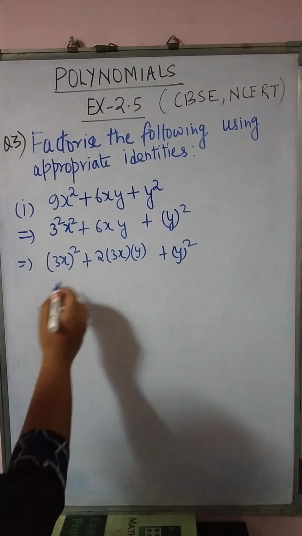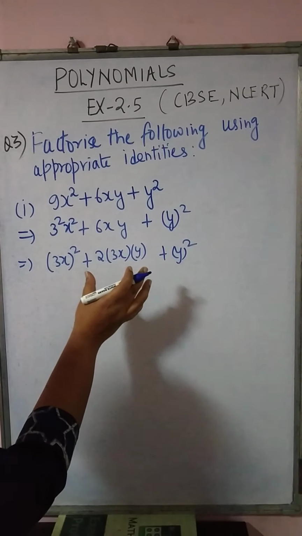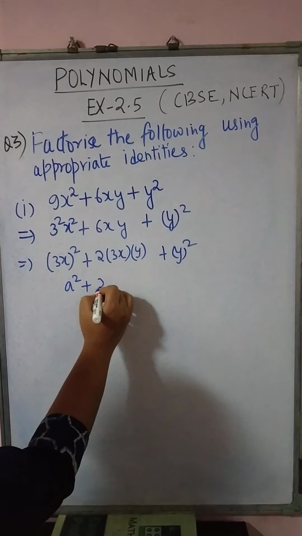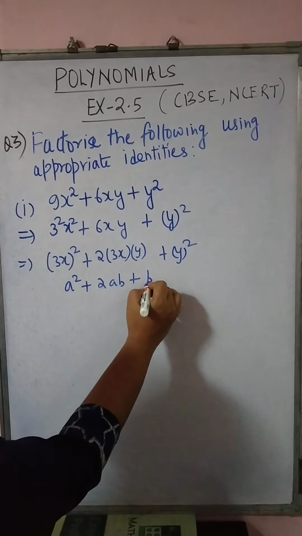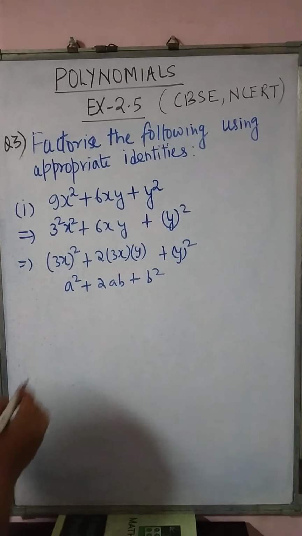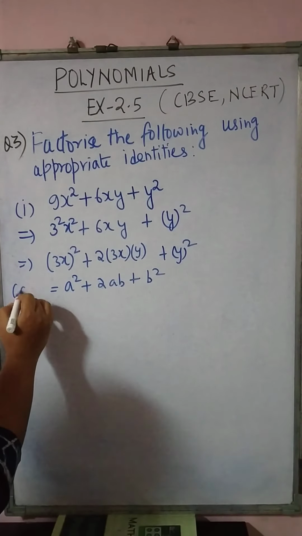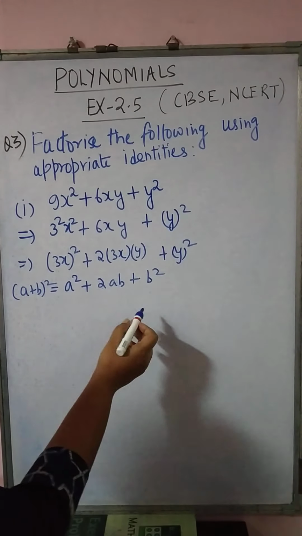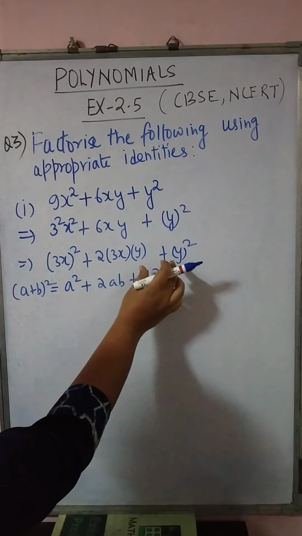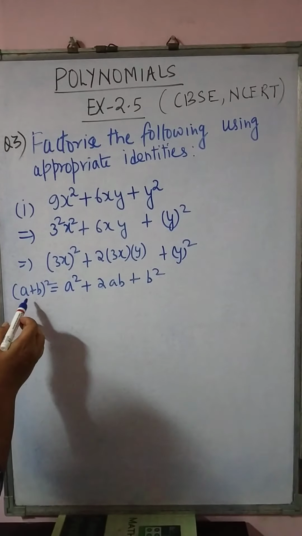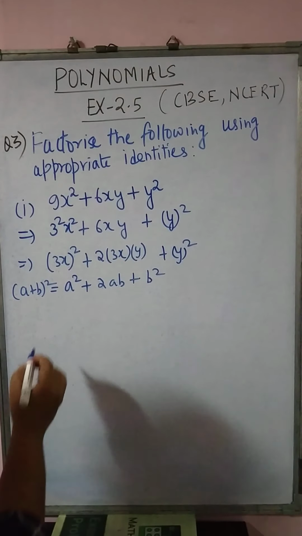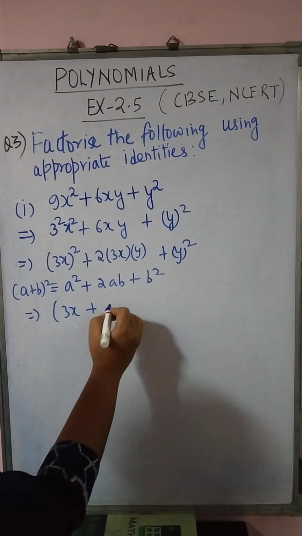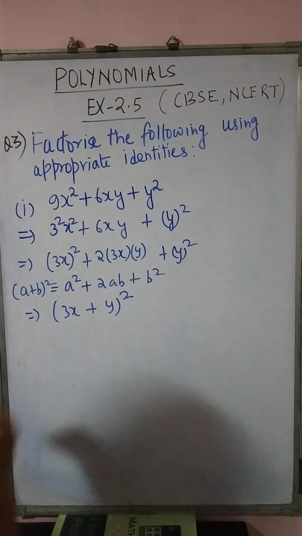Now we will check this is the expanded form of which identity. So a square plus 2ab plus b square is the expanded form of a plus b the whole square. So what you will take as a is 3x, and what you will take as b is y. So 3x plus y whole square.